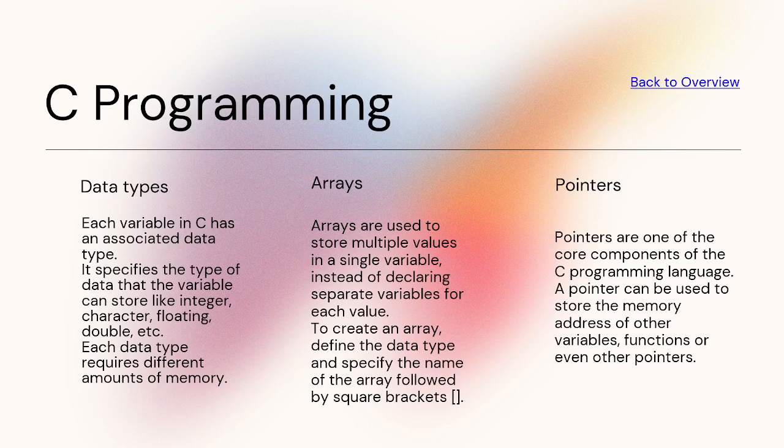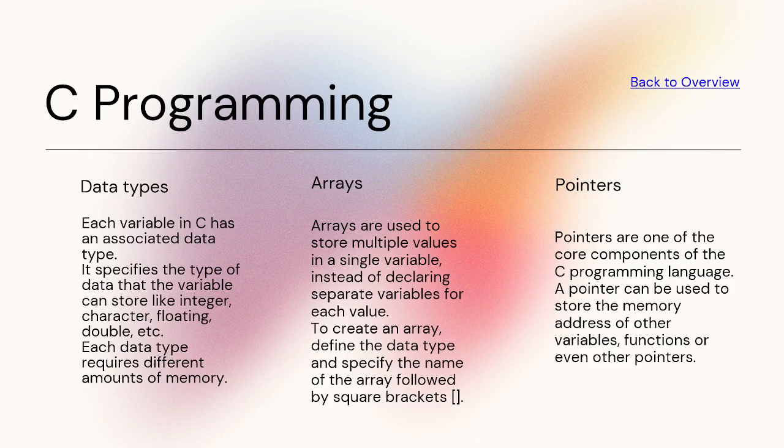It is a specific type of data that the variable can store, like integers, any integer values, characters like A to Z, and float, double, which are decimal point values, etc. Each data type requires a different amount of memory, because storing a variable or data or characters requires temporary memory in a C program.